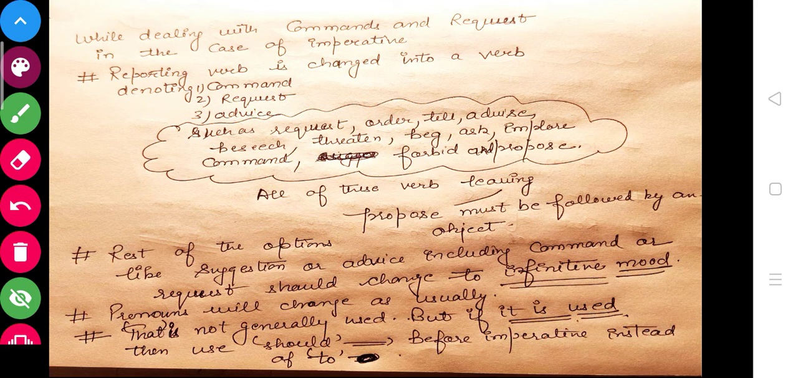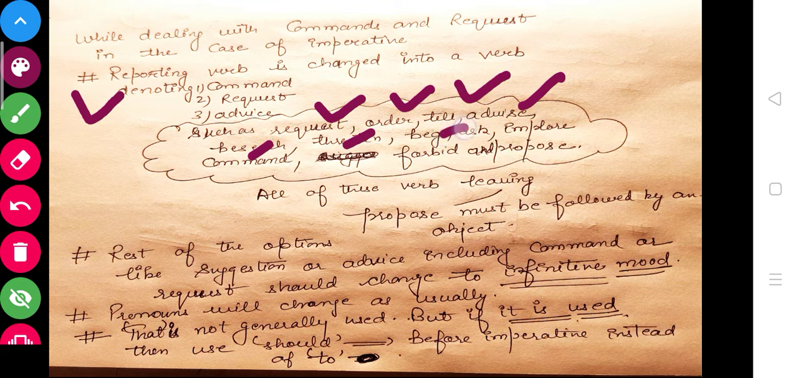And what's the first point that you need to remember? The first, very important point, is that the reporting verb is changed into a verb denoting command, request and advice. And what are those changed forms given here? If there is a request or an order, the words used are tell, advise, beseech, threaten, beg, ask, implore, which also means request, and command, forbid, which is actually when we deny somebody.